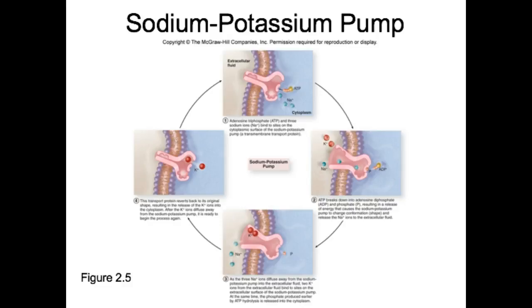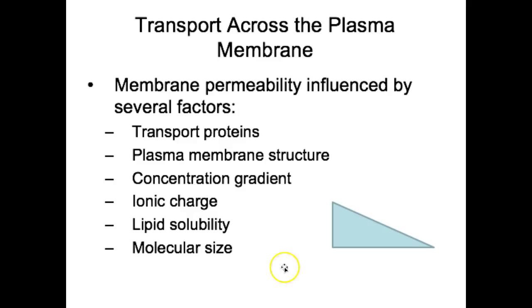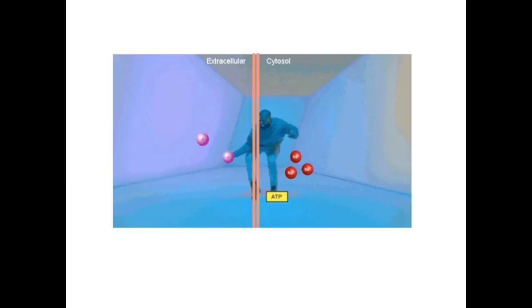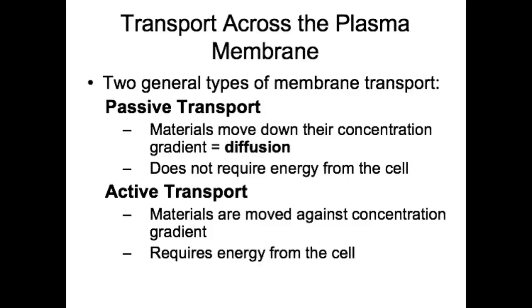So that's just our model pump. This is our model transmembrane protein that pumps ions against their gradients. Both of them are going against their gradient. Potassium has more inside the cell. Sodium has more outside the cell. They want to move down their gradients, stay this way, but the pump is going to move them against their gradients. That is the definition of active transport. Materials are moved against their concentration gradient. That requires energy from the cell.